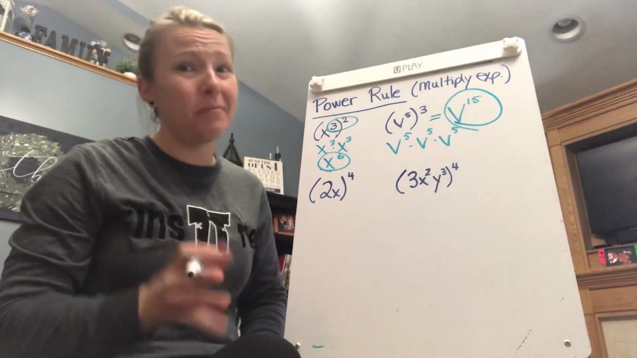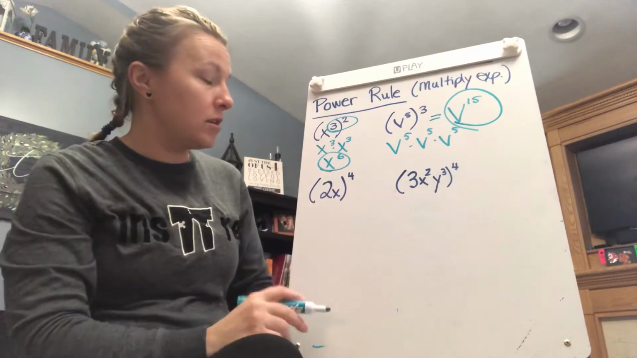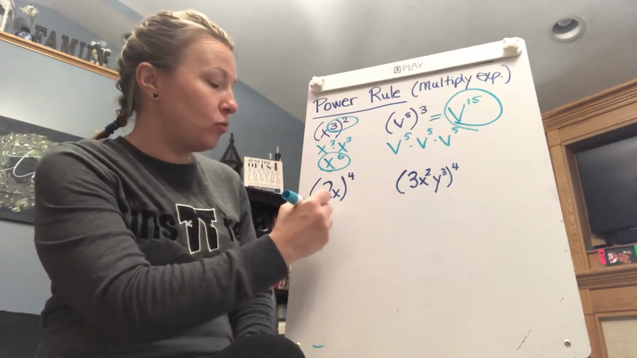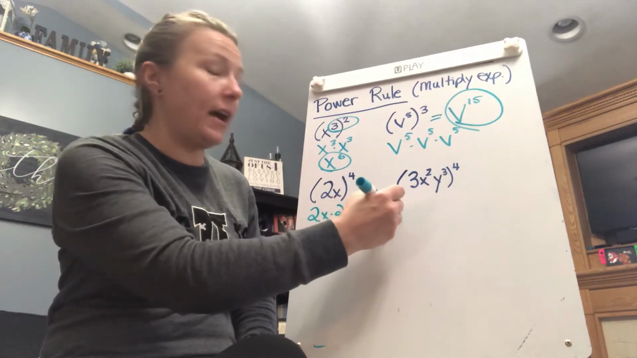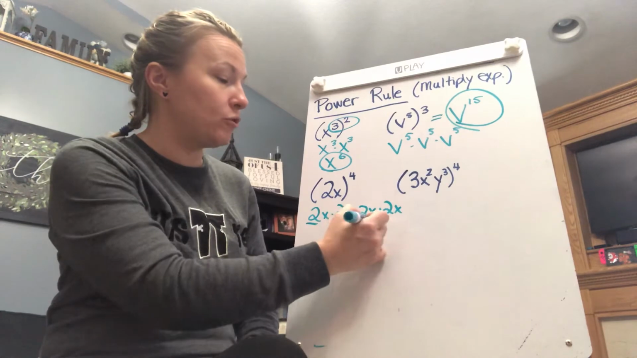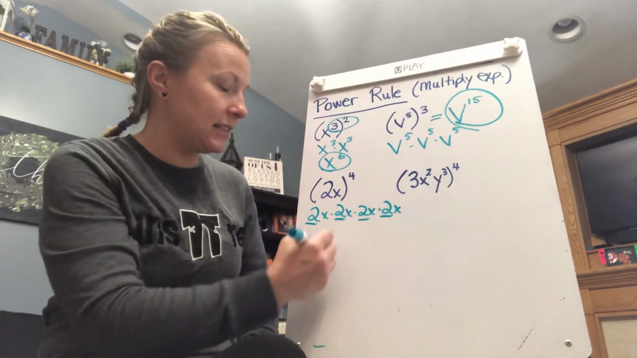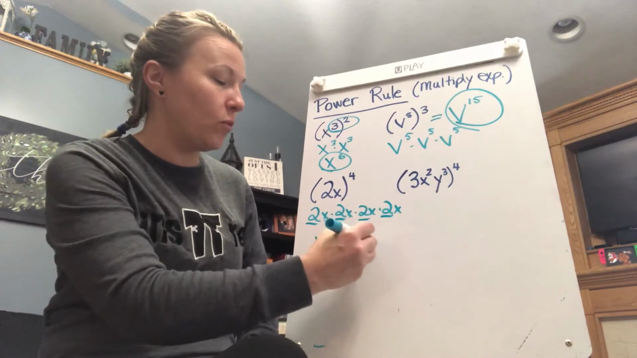Now, it gets a little bit trickier. It's not a lot trickier, but it's a little bit trickier when you put a number in. So if I have 2x to the fourth, what I really have is 2x, 2x, 2x, and 2x. Like I have all of those. So then I have 2 times 2 is 4, times 2 is 8, times 2 is 16. And then I have 1, 2, 3, 4 x's, x to the fourth.